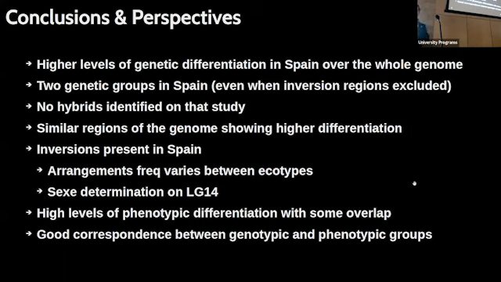And we also found inversions in Spain. And this is very interesting: a sex determination loci inversion on LG14. We also found a high level of phenotypic differentiation and a good correspondence between genotypic and phenotypic groups.